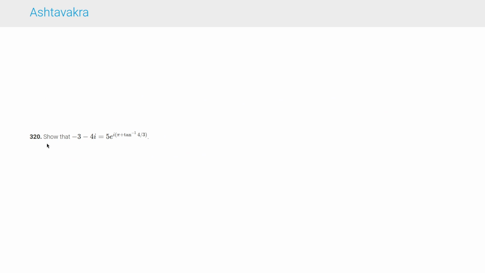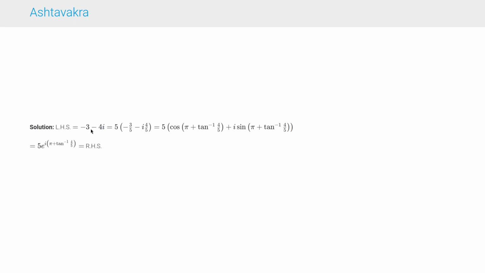Question 320 says that show that minus 3 minus 4i is equal to 5 into e to the power i into pi plus tan inverse 4 by 3. So we represent this in polar form by taking out the modulus. So modulus of 3 and 4 is 5, so we take out 5. It becomes minus 3 by 5 minus i 4 by 5, which is equal to 5 into cos of pi plus tan inverse 4 by 3 plus i sin of pi plus tan inverse 4 by 3, which is equal to 5 into e to the power i pi plus tan inverse 4 by 3.